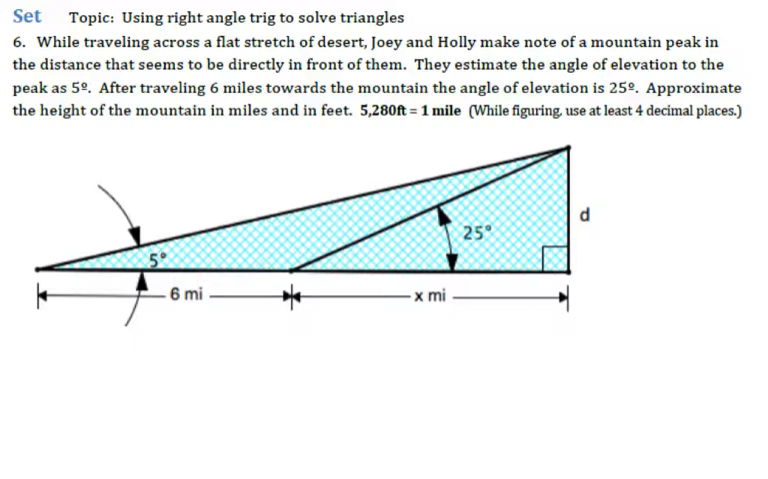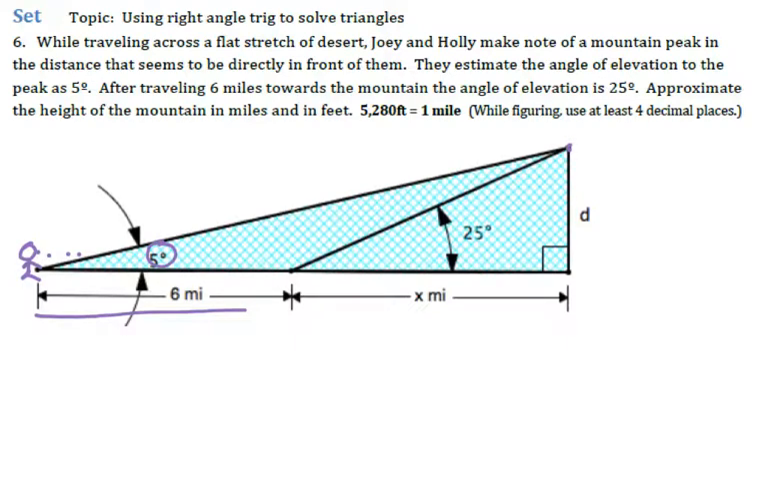Okay, now we've got some story problems dealing with triangles, but we're going to keep going on. So, while traveling across a flat stretch of desert, Joey and Holly make note of a mountain peak in the distance that seems to be directly in front of them. They estimate the angle of elevation to the peak at 5 degrees. So they're talking about this guy, so they're over here. That's what they estimate. There's the top of the peak.